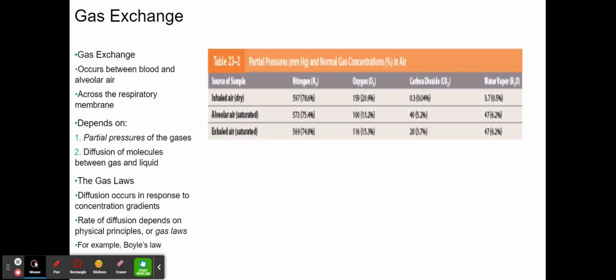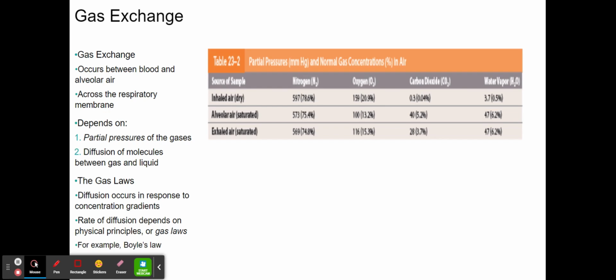Pulmonary ventilation ensures that both your alveoli are supplied with oxygen and that the carbon dioxide arriving from your bloodstream is removed. The actual process of gas exchange takes place between blood and the alveolar air across the respiratory membrane. To understand these events, let's first consider 1. The partial pressures of the gases involved, and 2. The diffusion of molecules between a gas and a liquid. Then we can discuss the movement of oxygen and carbon dioxide across the respiratory membrane.